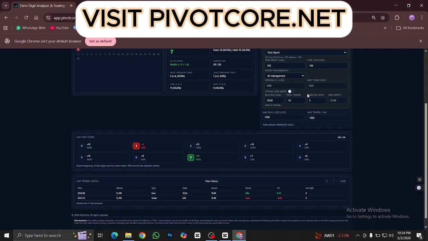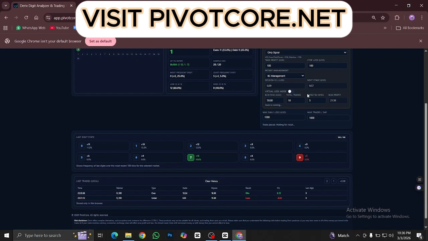Look at the execution here. The speed at which PivotCore Net enters the market is something you simply can't match manually. We're halfway through our 10 trades now. By removing human emotion like fear and greed, the platform stays disciplined to the 4 over 5 under rules. Whether the market is volatile or stable, the bot stays the course. We're hitting our targets exactly as planned.